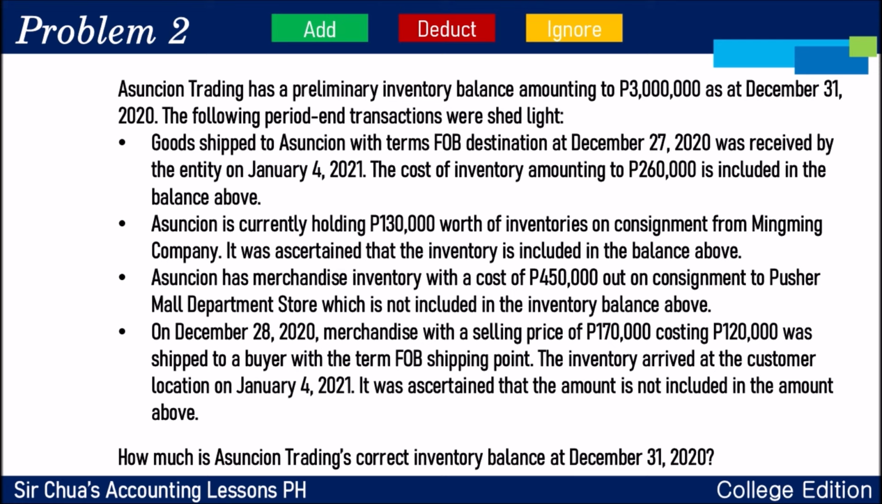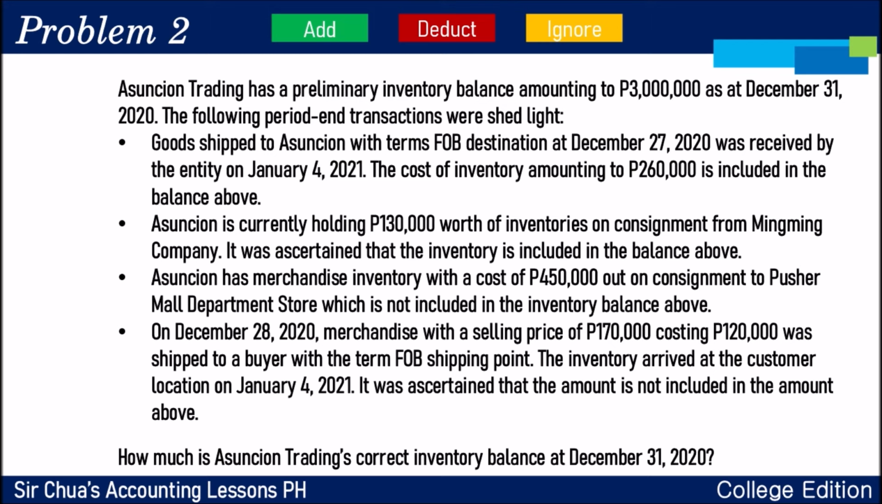Okay, first bullet. The goods shipped to Asuncion. O, ano ibig sabihin nung shipped to Asuncion? Pinapaship sa atin. Ibig sabihin tayo po ang buyer dyan sa transaction na yan. Ang terms po, FOB destination, kailan? December 27. Kailan daw po natin na-receive? January 4. The cost of the inventory is 260,000.